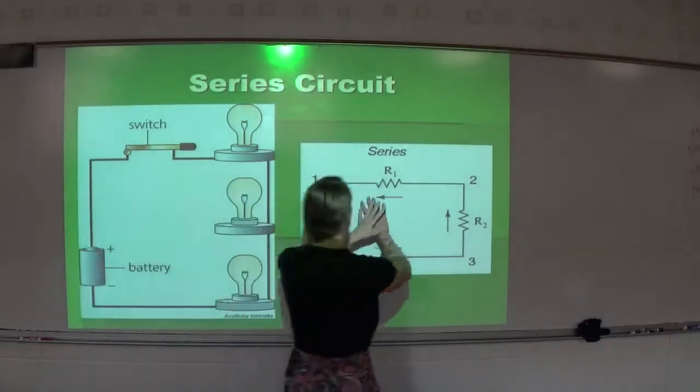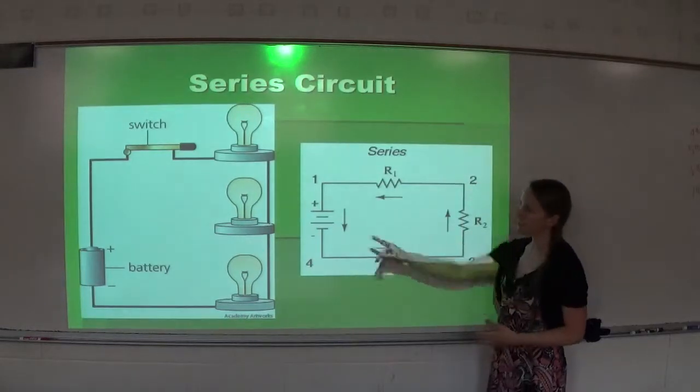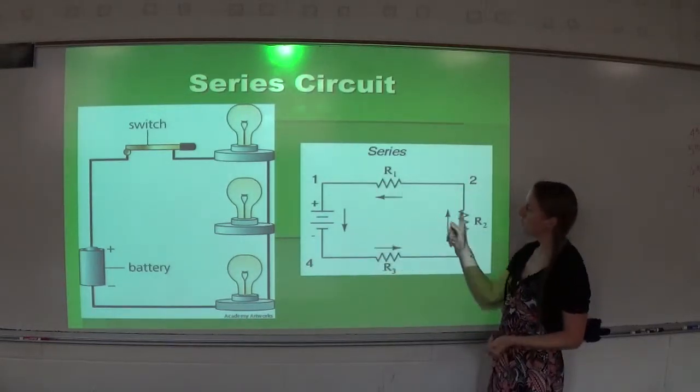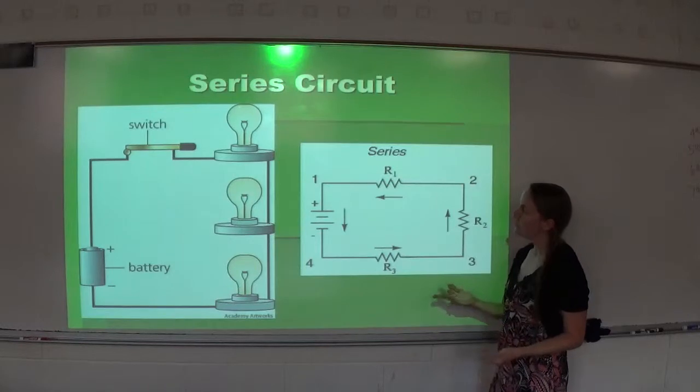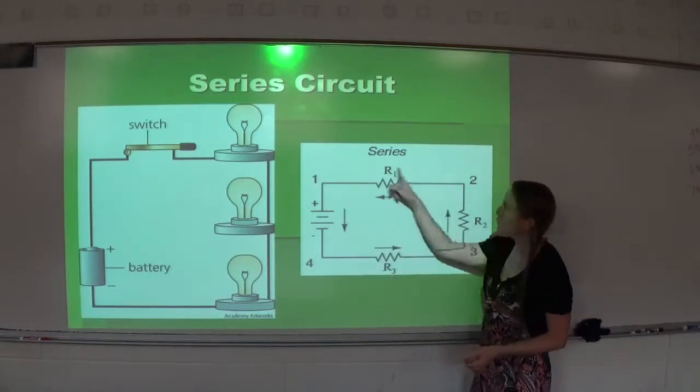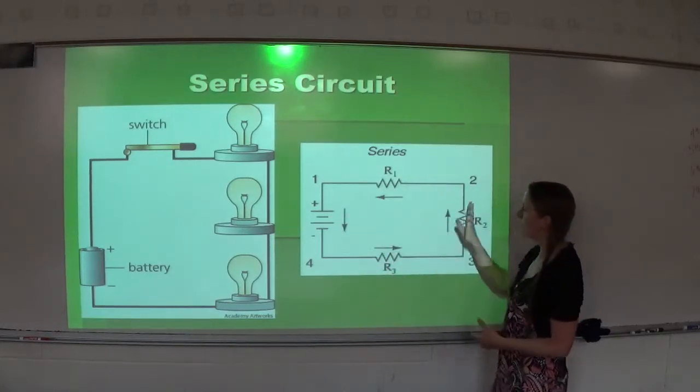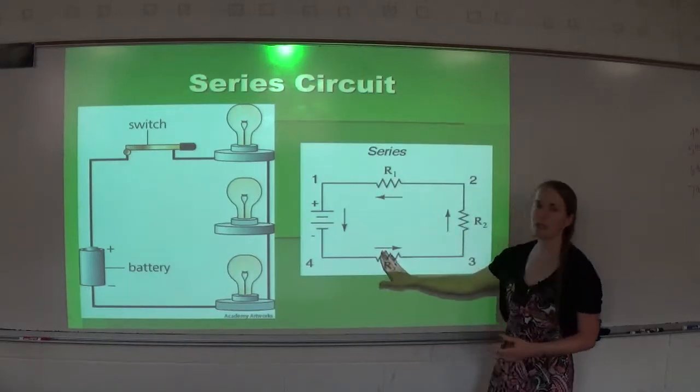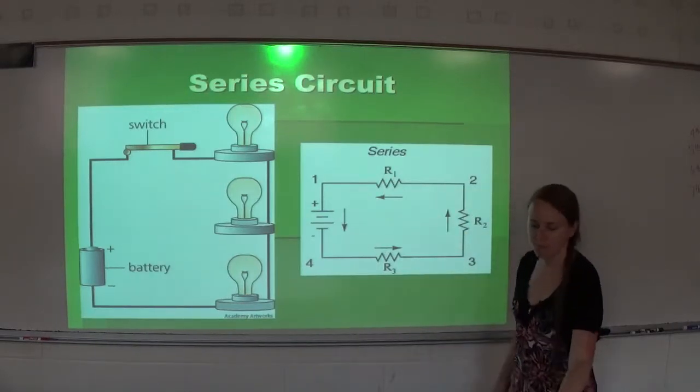And here's just a circuit diagram example of it instead of drawing it with actual pictures. But here we have resistors instead. And so again, we have the one pathway through which it can flow. And so if one of our elements stops working, then all of them will stop.